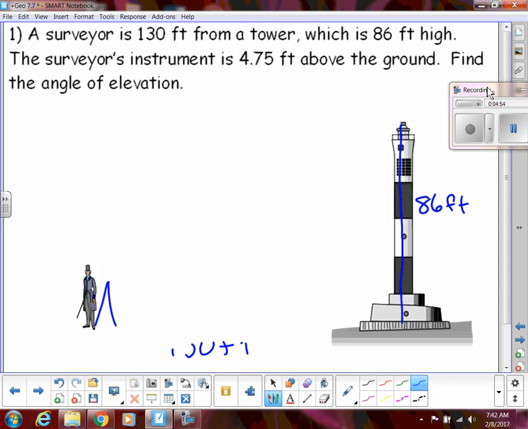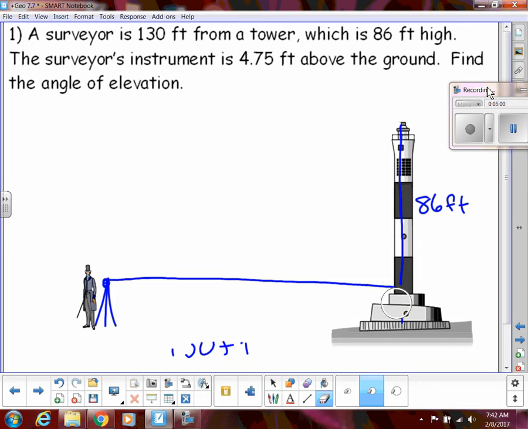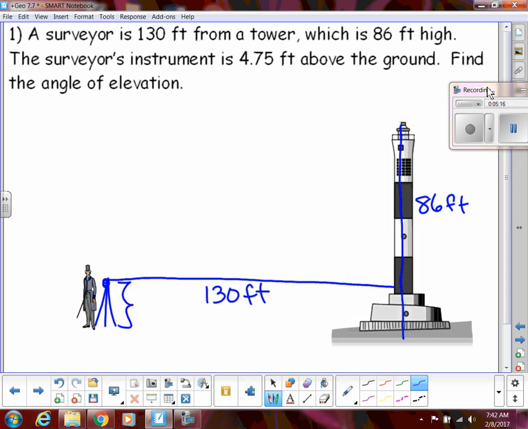instrument on a tripod, and that triangle is looking like that. Now, is that still 130 feet? Absolutely. And then 86 feet is the whole distance down to the ground. So just keep that in mind. And this height right here is 4.75 feet. Okay, they want us to find the angle of elevation.